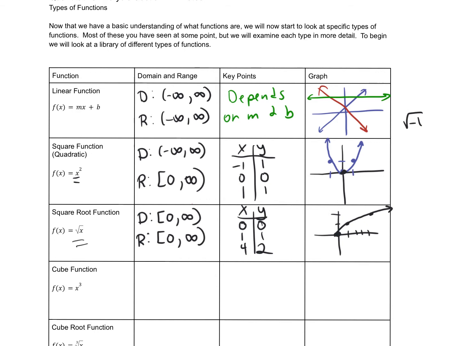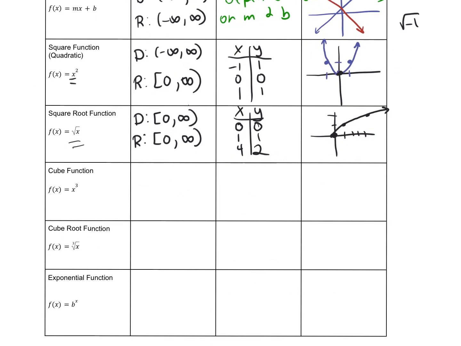Okay, next let's look at the cube function. If you have x cubed, this is a cube function because you're taking the x's to a third power. So I'm going to go back to my traditional -1, 0, 1, and I'll do that for the rest of these. I'll do -1, 0, 1 for all these values. So if I cube it, -1 to the third power is -1. -1 times -1 is 1, times -1 is -1. 0 to the third power is 0. 1 to the third power is 1.